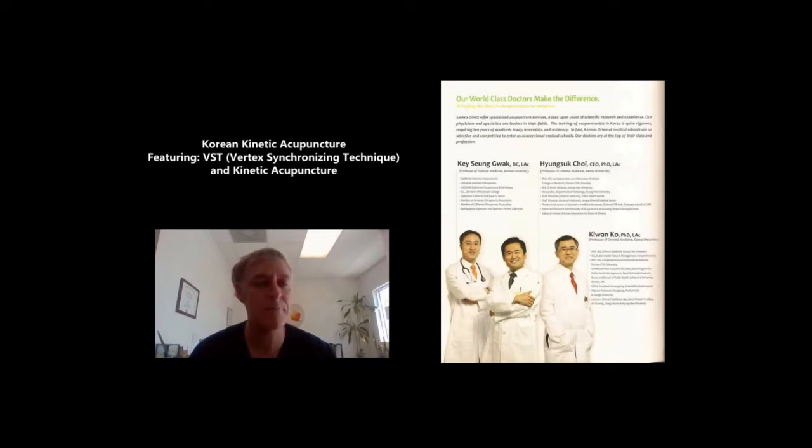Samra Clinic offers specialized acupuncture services based on years of scientific research and experience. Our physicians and specialists are leaders in their fields. The training of acupuncturists in Korea is quite rigorous, requiring years of academic study, internship, and residency. In fact, Korean Oriental medical schools are as selective and competitive to enter as conventional medical schools. Our doctors are at the top of their class and profession.